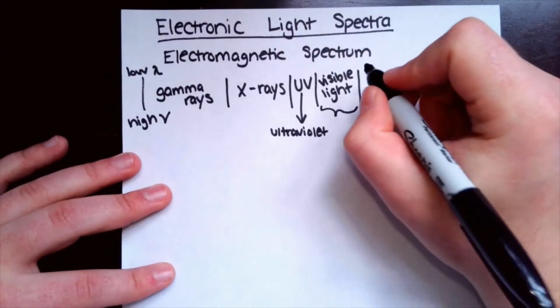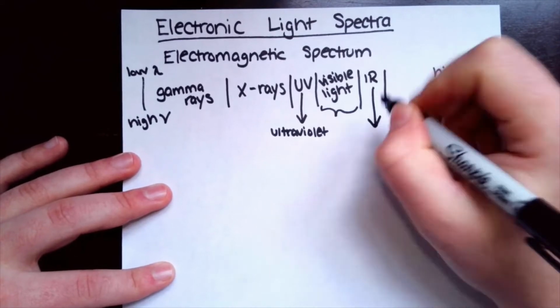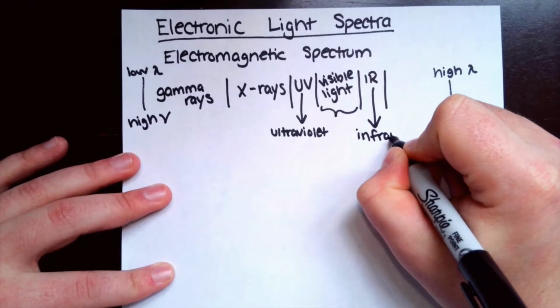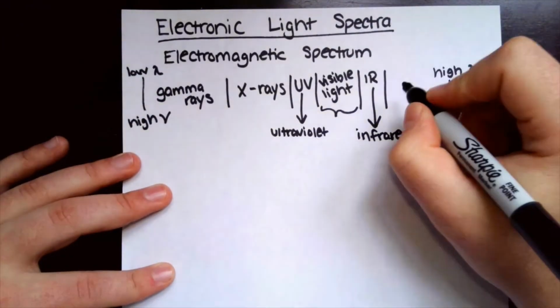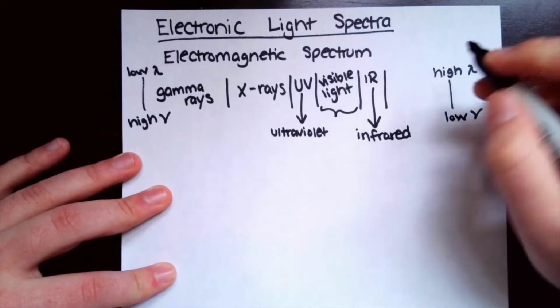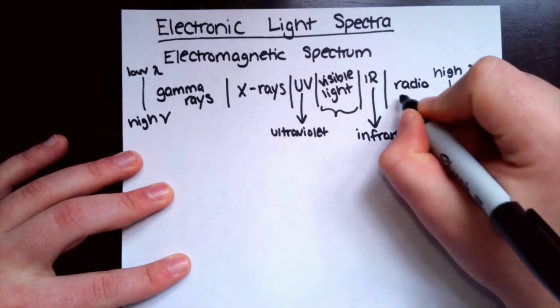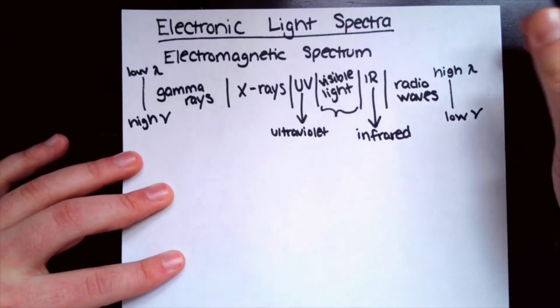So after visible light, as I just mentioned, is IR, which stands for infrared. And then after IR, the highest wavelength and thus lowest energy are radio waves. And those are the actual waves that radio stations use to broadcast.